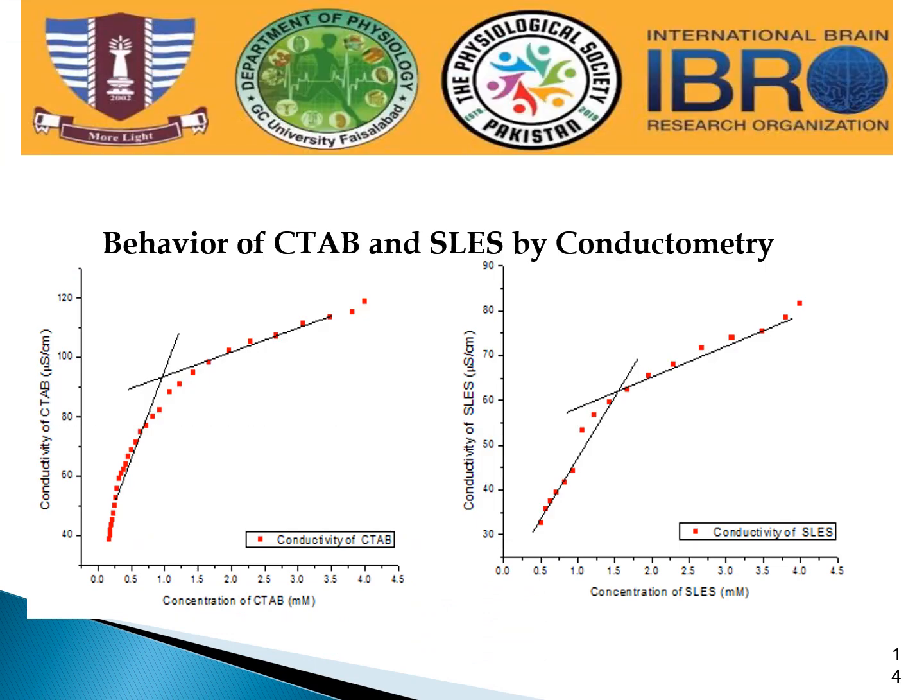This is the plot of conductivity versus concentration for cetyl trimethyl ammonium bromide. The concentration of surfactant has a linear relationship with conductivity. We observed that the conductivity value increases with the increase in CTAB concentration.